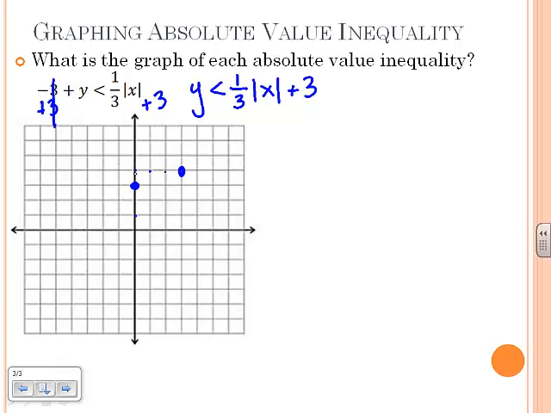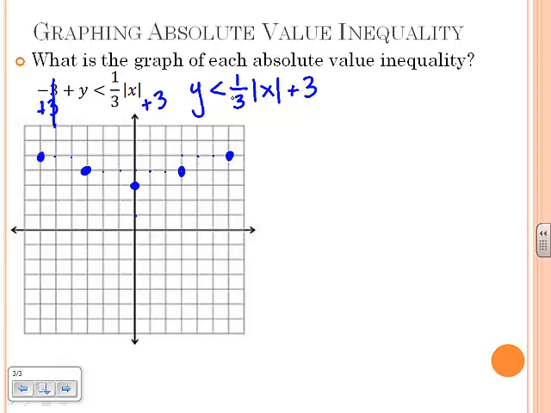Remember that absolute values have an axis of symmetry so that point has a reflection on the other side in the exact same place. Then we can do that one more time by going up 1 and over 1, 2, 3. And then once again, reflecting that point on the other side.